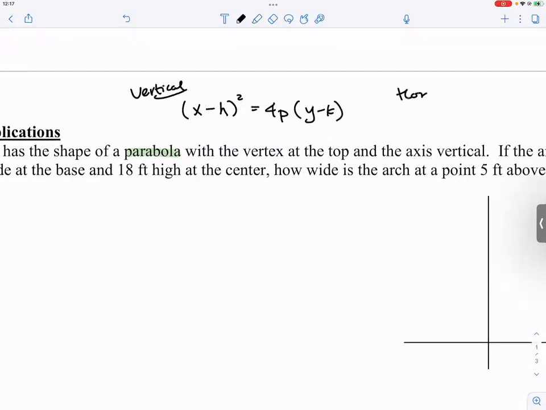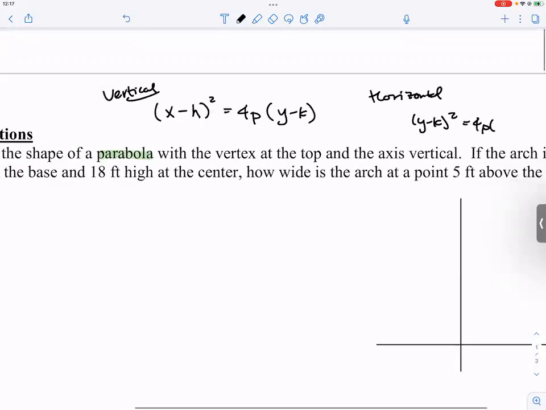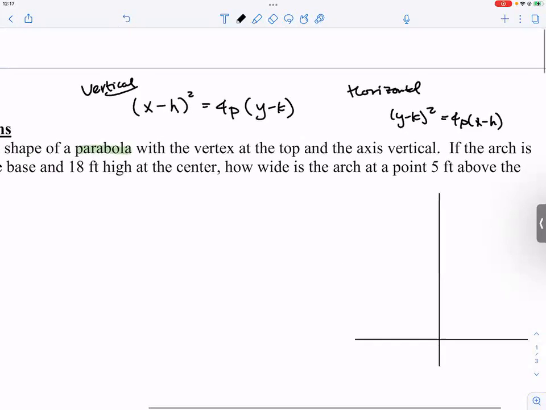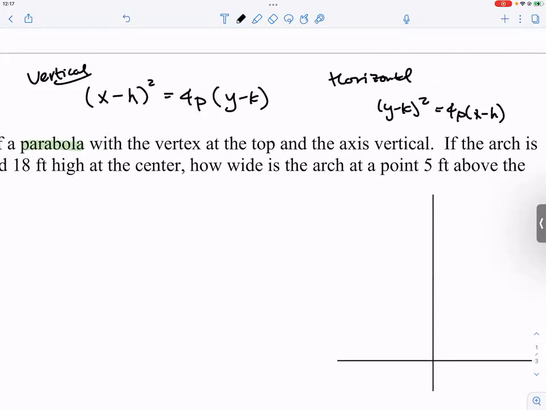And horizontal, it's going to be y minus k squared equals 4p times x minus h. This morning, I got a student asking me, would the second parentheses be squared? And I said, of course not. Because when you did your parabola back in algebra 1, it's y equal to x squared. Only one of the two variables got squared, not both.